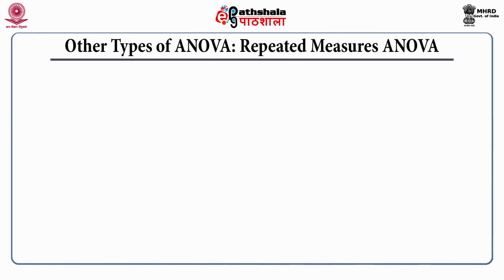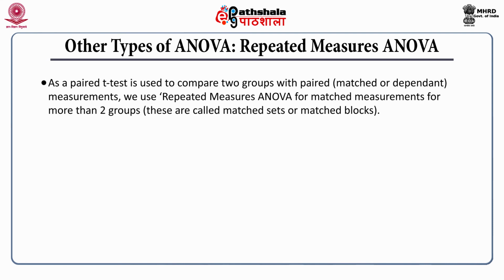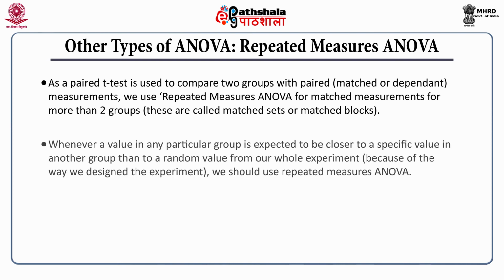There are other types of ANOVA. One example is repeated measures ANOVA. As a paired t-test is used to compare two groups with paired, matched or dependent measurements, we use repeated measures ANOVA for matched measurement for more than two groups. These are called matched sets or matched blocks. So whenever a value in any particular group is expected to be closer to a specific value in another group than to a random value from other groups, so that these are actually paired, matched, because of the way we designed that experiment, we should use the repeated measures ANOVA.